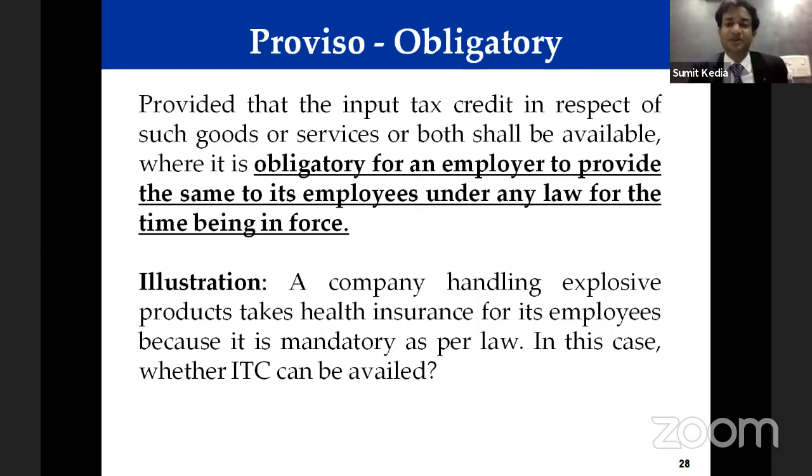So thereby, if I am providing any of the above goods or services to my employee because it is mandated by law, then ITC should be allowed in those scenarios. I've just given an example. A company handling explosive products takes health insurance for its employees because it is mandated by the law. In that case, ITC will be allowed on that health insurance.